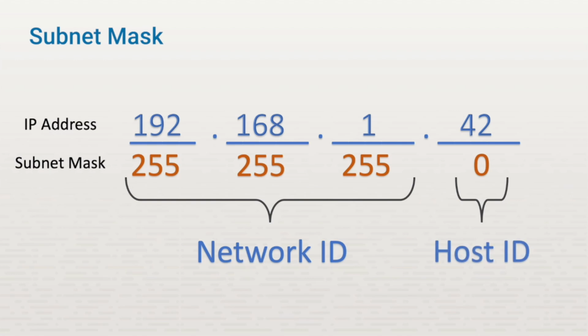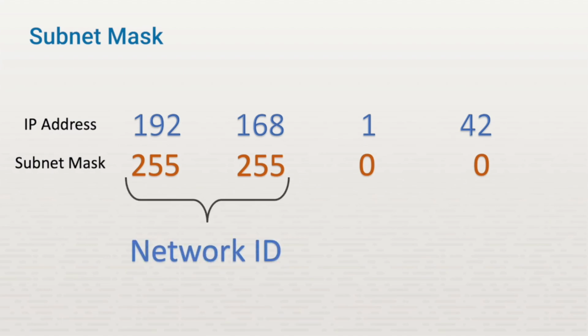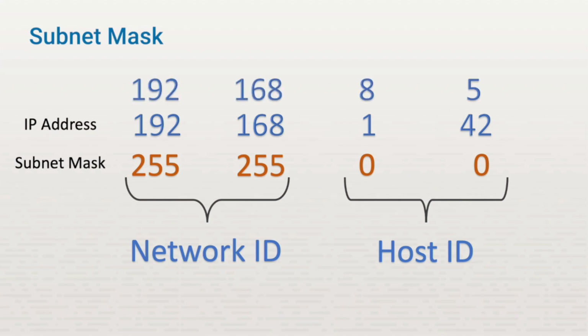Once assigned, the network ID stays the same for all IP addresses on that network, and the host ID changes for each IP address. In our example, all IP addresses in the network start with 192.168.1, and each host has a different host ID value in that 4th position. In this case, it's 42. If we change the subnet mask to be 255.255.0.0, our network ID would be 192.168, and the host ID portion would be the last 2 octets. So the IP addresses 192.168.1.42 and 192.168.8.5 would be on the same network because the network IDs are the same.